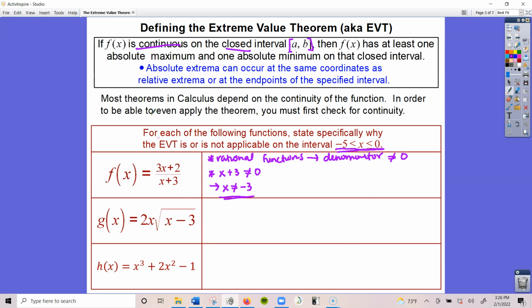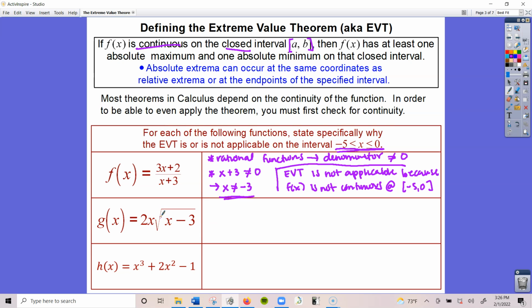And if it's not continuous, it breaks that first condition of the extreme value theorem. So here we would say EVT, which is just the shortened version of extreme value theorem, is not applicable because, and we'll always want to give a reason, f(x) is not continuous, and then specify your interval [-5, 0]. You can use the bracket notation, you can use the set notation, either one is fine.